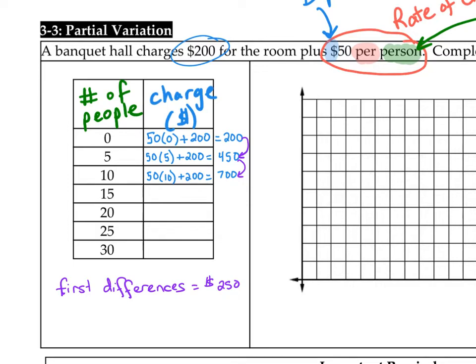So if you were to continue to add $250 each time, you can shortcut what you do on the table, and the next number would be 950. The next number would be 1200, and then 1450, and then 1700. So that's how you complete the table. So independent variable in the first column, dependent variable in the second column.